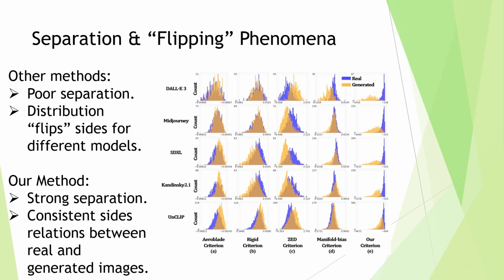We also identified a recurring failure in existing zero-shot detection methods. The distribution of real and generated images overlaps significantly and, more importantly, flips sides depending on the generative model. In contrast, our method produces strong separation and consistent ordering between real and generated images across models. This consistency is important for reliable detection in practice.